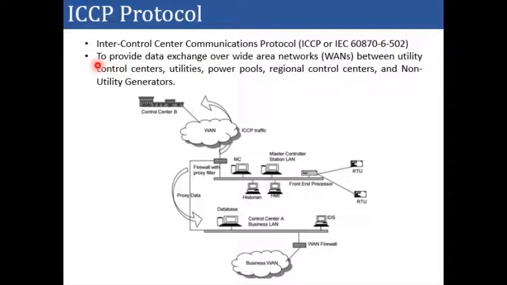60870-6-502. So ICCP protocol is used to provide data exchange over wide area network between utility control centers, other utilities, other power pools or regional control centers, and non-utility generators. So sometimes we need to send data from control center to another control center. So in that case, the data which needs to be communicated from control center to control center has to follow IEC 60870-6-502 protocol, which is commonly known as ICCP protocol.